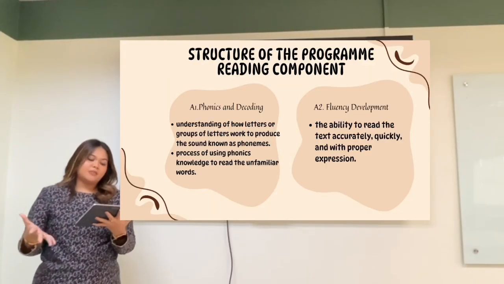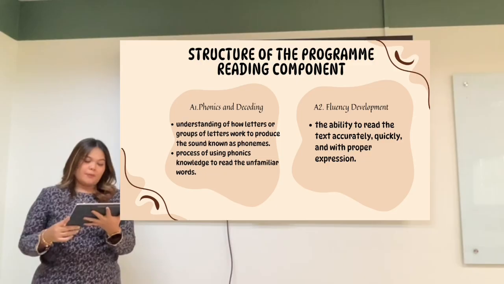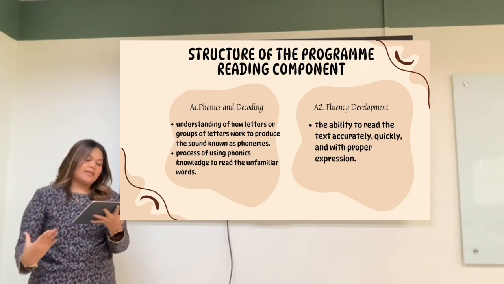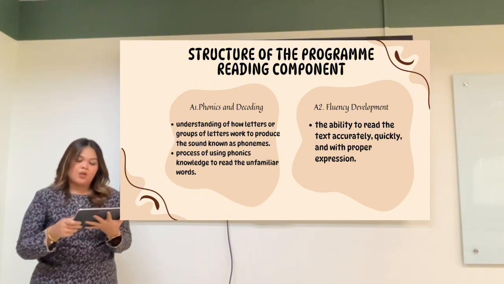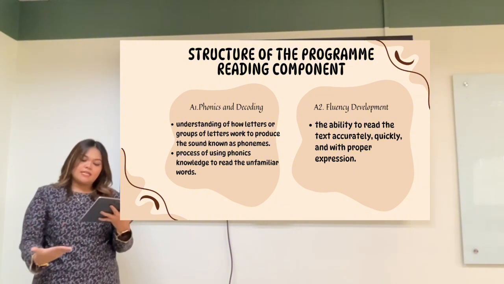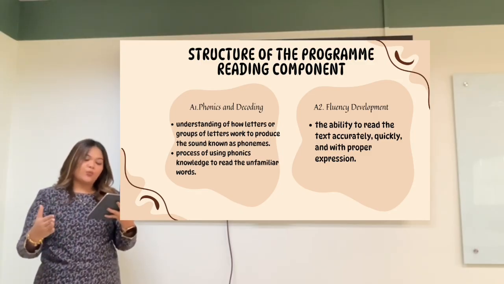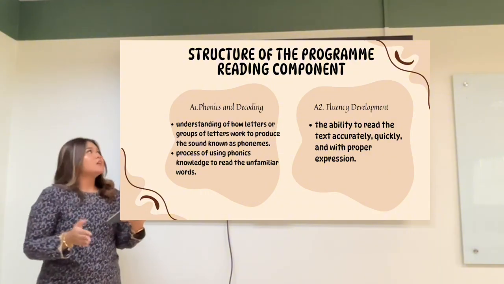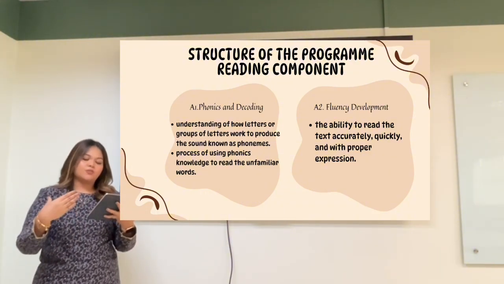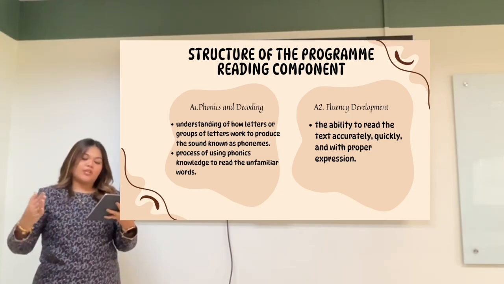So the second element or component is A2, which is fluency development. It is the ability to read the text accurately, quickly, and with proper expression. When students are able to read and pronounce the text fluently, they do not have to focus on decoding every single word while reading. Fluency development also helps to transform students from slow, word by word readers into confident ones.